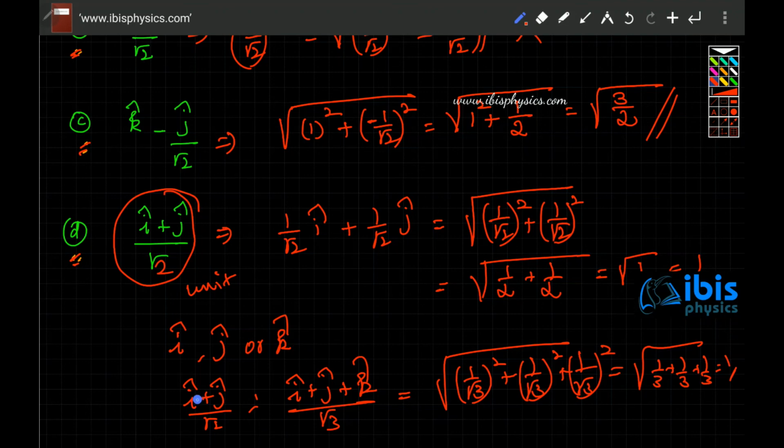In any plane, in the xy plane, i cap plus j cap by root 2 is a unit vector. In the yz plane, j cap plus k cap by root 2 is a unit vector. In xyz, in 3-dimensional space, i cap plus j cap plus k cap by root 3 is a unit vector.